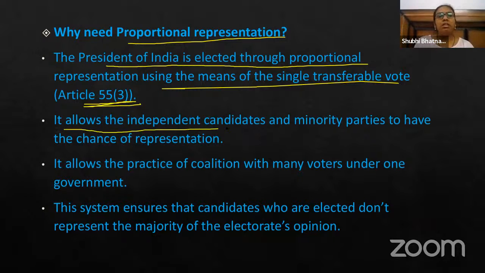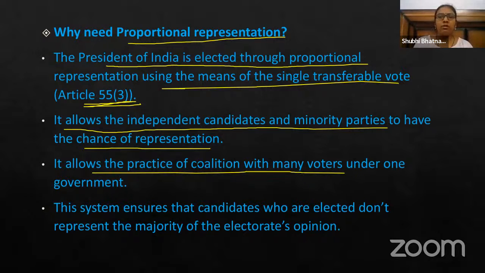It allows the independent candidates and minority parties to have the chance of representation. कि जो independent candidates हैं, जो किसी पार्टी को belong नहीं करते हैं, या जो minority छोटी parties हैं, उनको भी चांस मिले कि वो अपना रिप्रेजेंटेशन दिखा सकें. It allows the practice of coalition with many voters under one government.